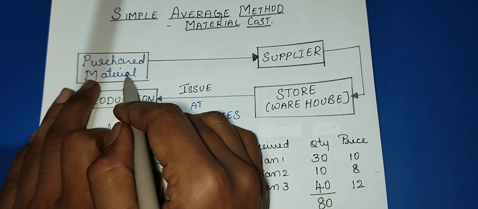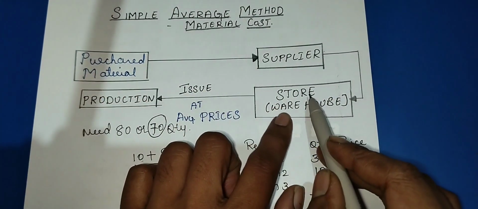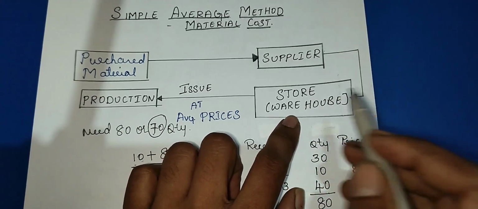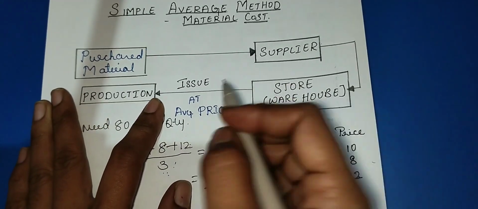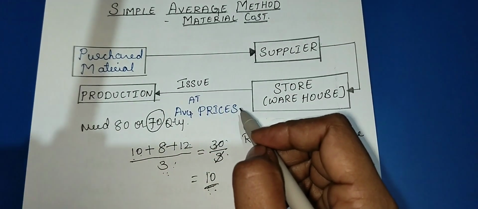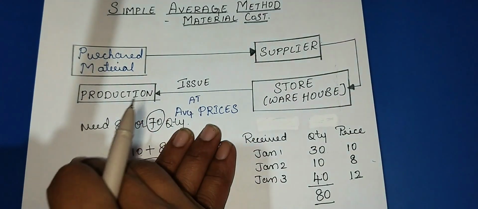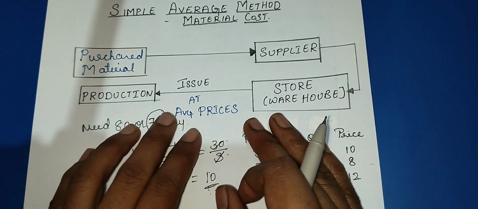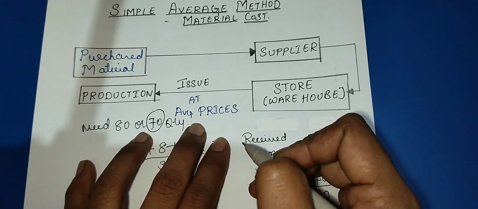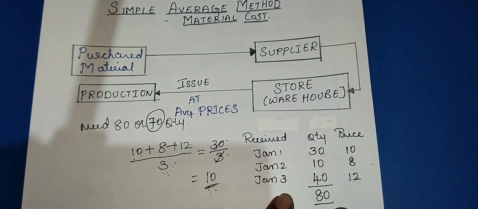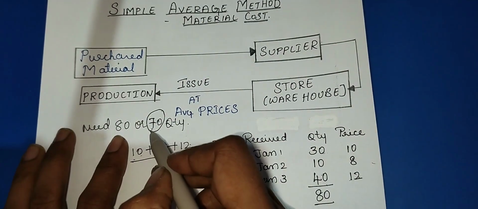So when you purchase raw materials from your suppliers, they are directly delivered to your storehouse, storeroom or warehouse. From there you are issuing for the production activities, right? If you are a manufacturer, you issue for production; in case you are a retailer, you will send it to showrooms for sale. And what pricing method you select for issuing, that we are understanding under the simple average method.